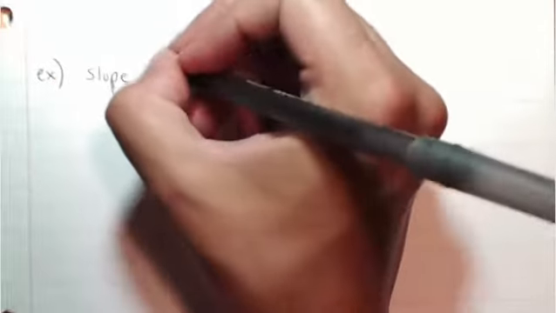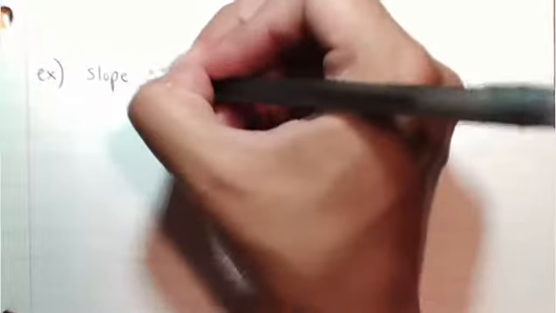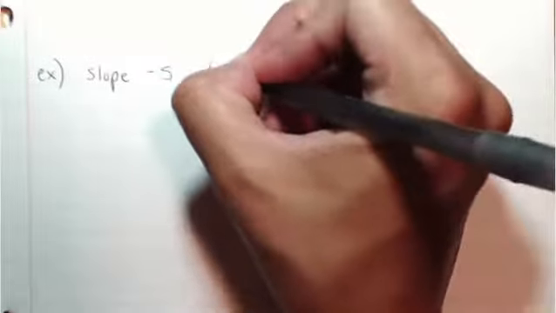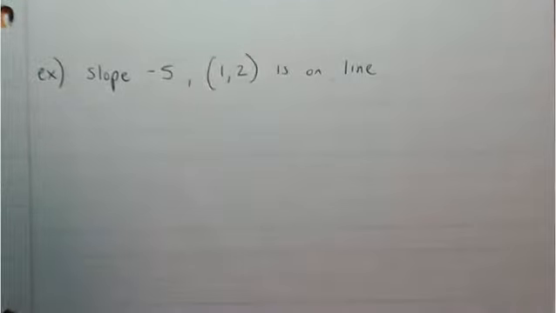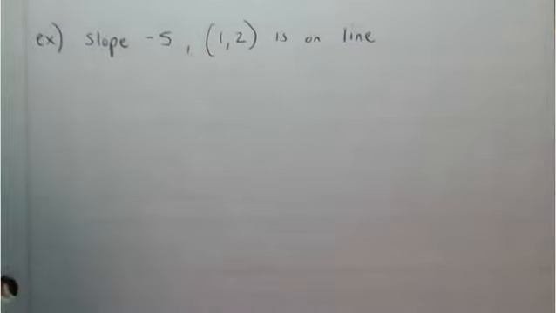Now let's try another one. Let's try this one by yourself now. So again, I want you to write this into point slope form and then slope intercept form. So the slope here is negative 5 and 1 comma 2 is on the line. So I want you to write it in point slope form, because I give you the slope and a point, and then I want you to convert that to slope intercept form. Okay, we'll give you a couple minutes to do that. Check with your neighbor when you're done, and then we'll push play to go over the answer.